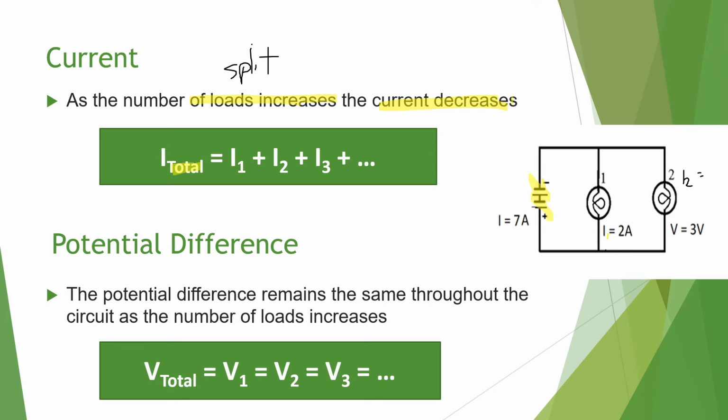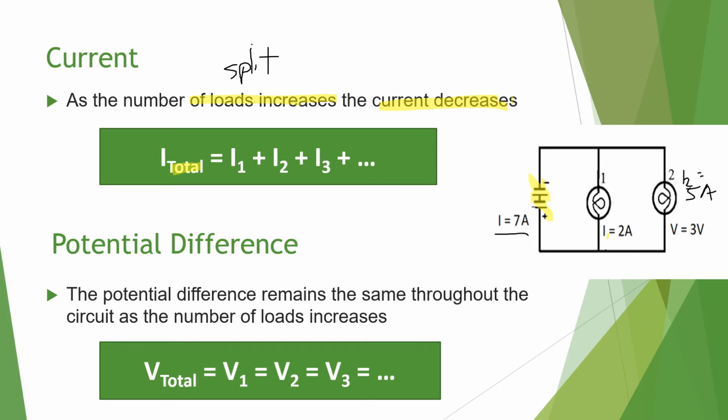That was not a good 5. So must be 5 amps. Okay, because again, 5 at load 2 plus 2 amps at load 1 is going to be equal to the total, which is 7 amps.